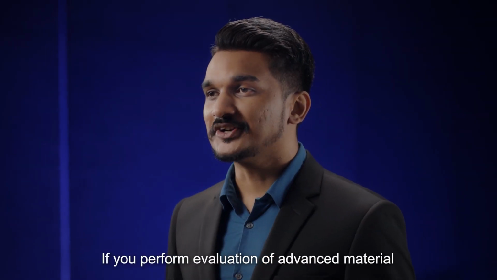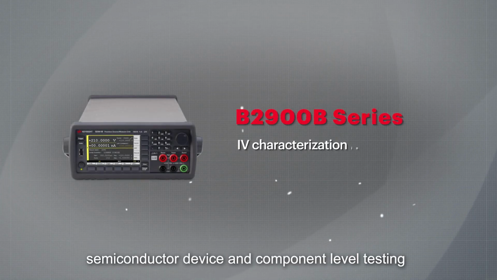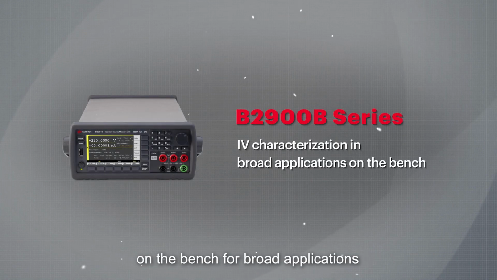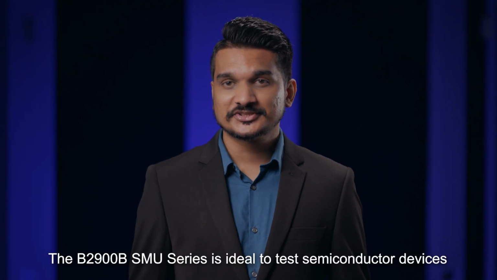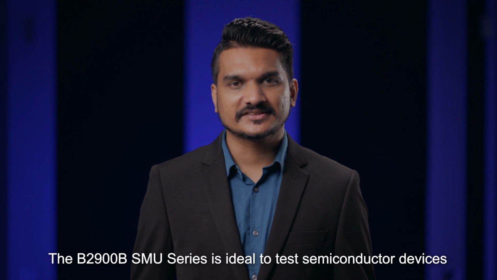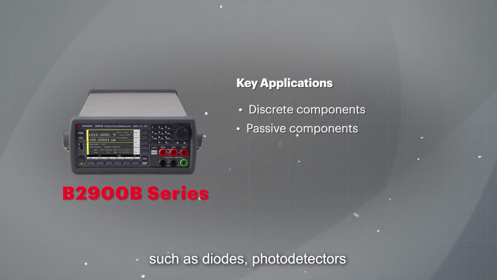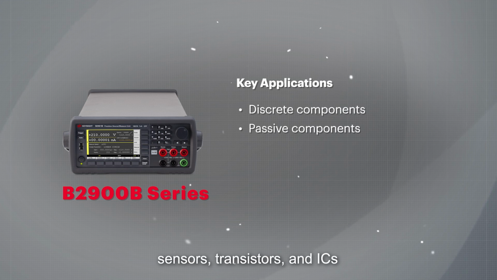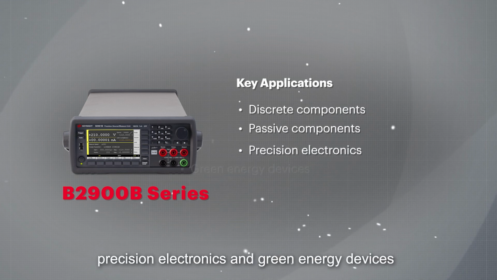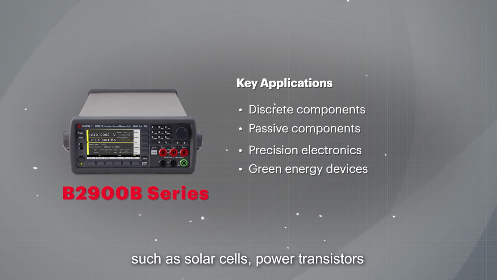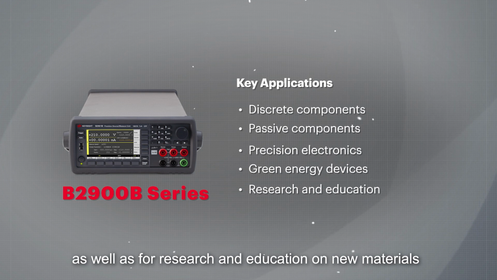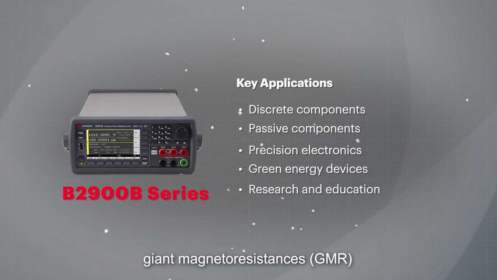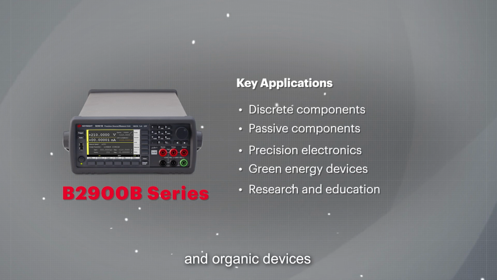If you perform evaluation of advanced material, semiconductor device, and component level testing on the bench for broad applications, we have the B2900B series precision source measure units. The B2900B SMU series is ideal to test semiconductor devices, discrete and passive components such as diodes, photodetectors, sensors, transistors, and ICs, precision electronics and green energy devices such as solar cells, power transistors, and battery, as well as for research and education on new materials such as carbon nanotubes, giant magnetoresistors, and organic devices.